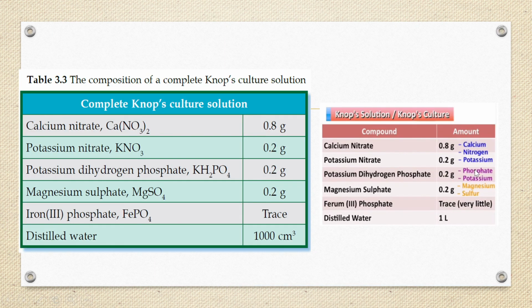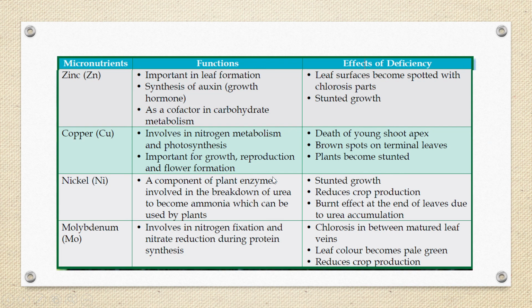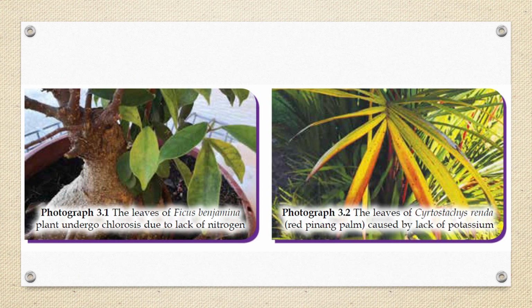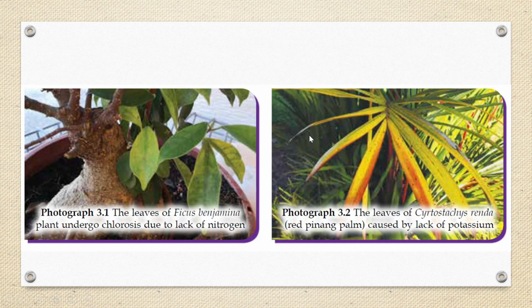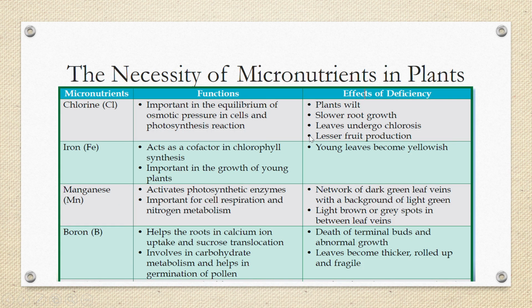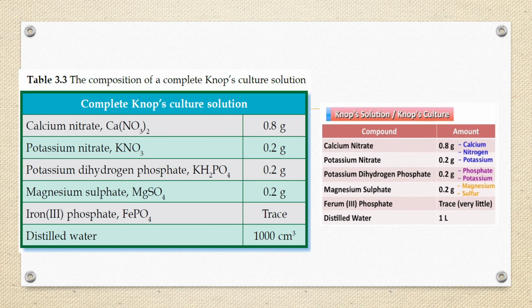So these are the macronutrients. Potassium just now. Okay, magnesium and sulfur. Let's go back and see. Sulfur is here, magnesium is here. So all these are the macronutrients. You get to see all these macronutrients are present in the NOP's culture solution.